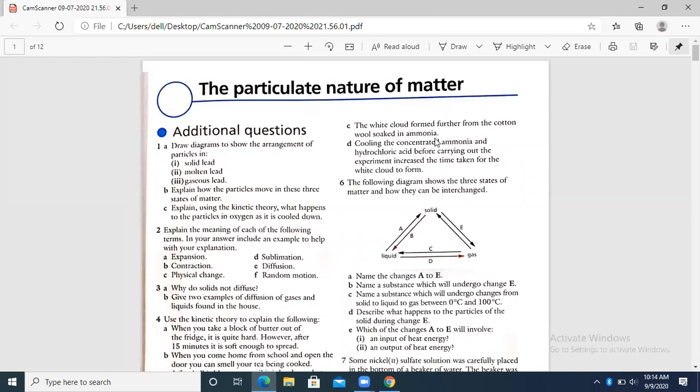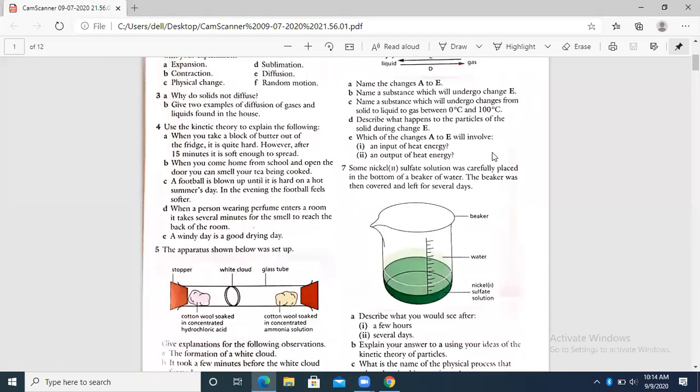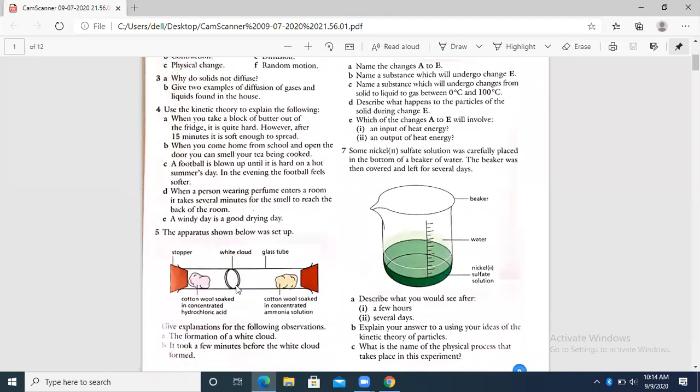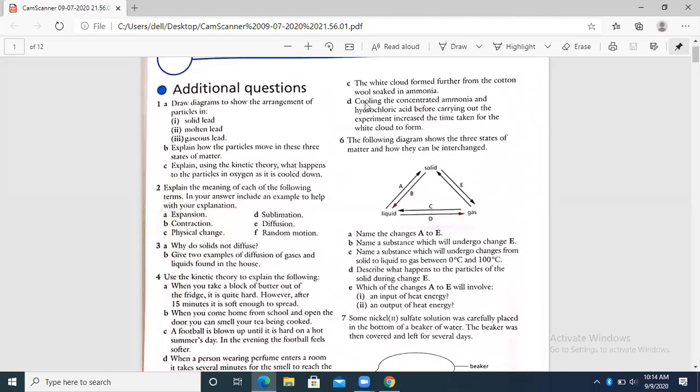In a running competition, there is a fatter person and a lean person. The one who has less mass will run faster. Like that, hydrochloric acid is the fatty person, so it is lazy and goes slowly. But ammonia is very lean, with less mass, so it moves fast and reaches here first. Actually, one is coming from here and the other from here. Ammonia moves fast and reaches here, and at that time the hydrochloric acid reaches here, so the cloud forms here. Okay, a very simple question for you. Then question D.